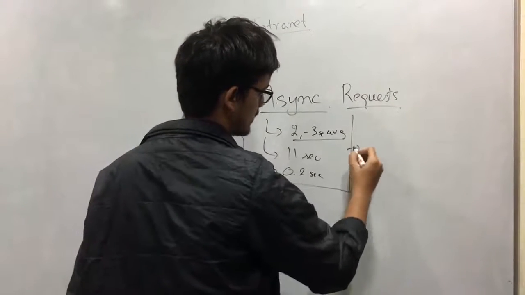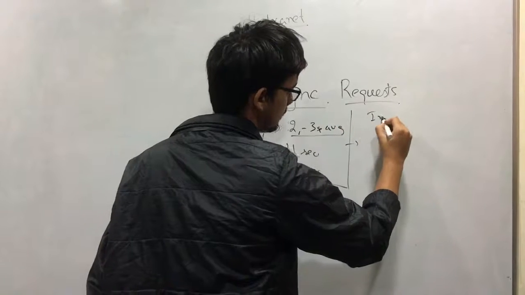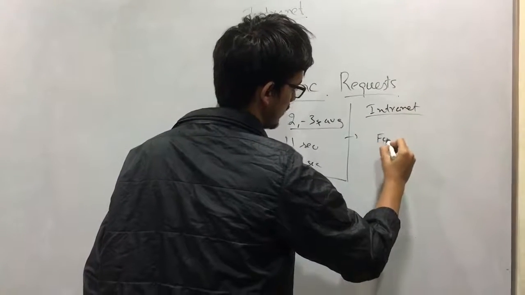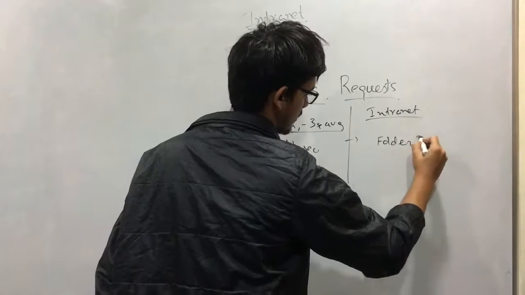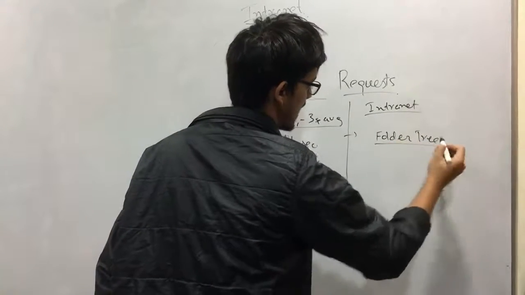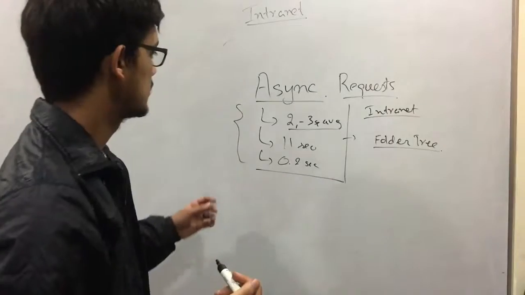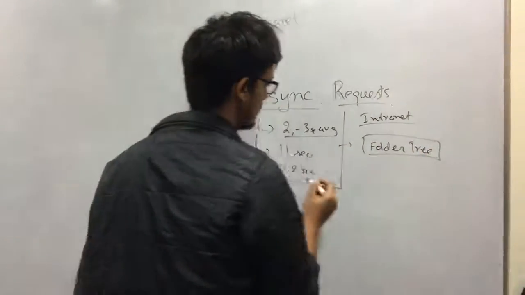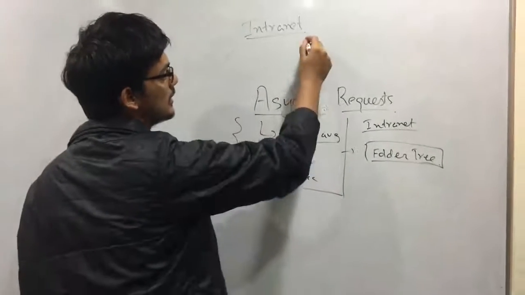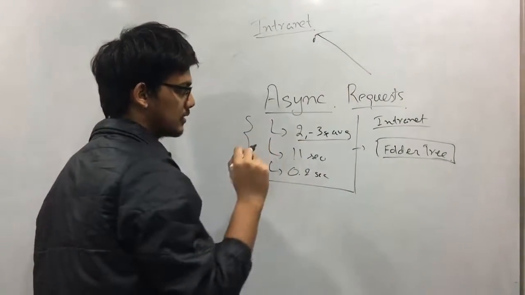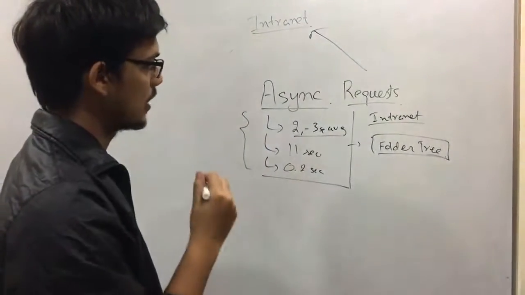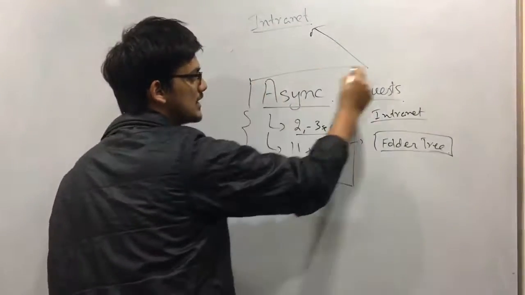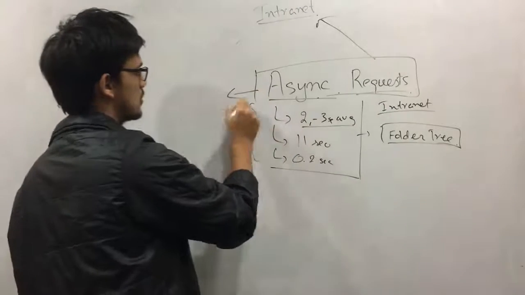The output would be, let's suppose for intranet, we would want the folder tree to be returned. The folder tree is the directory tree as in Unix. So we want to test if the folder tree is returned correctly every time we call the intranet server. To test that, we will be using Mocha and Chai to make assertions. But to mock an async request, we'll also be using Nock.